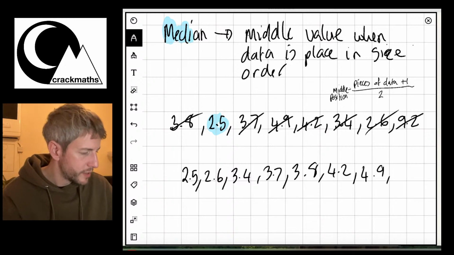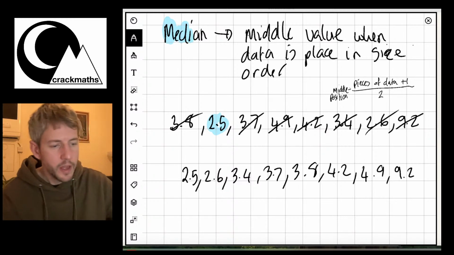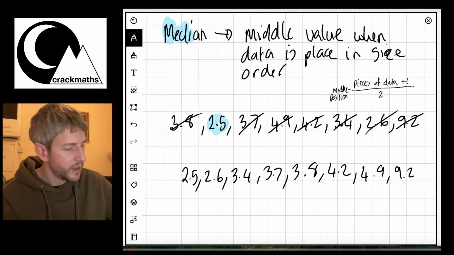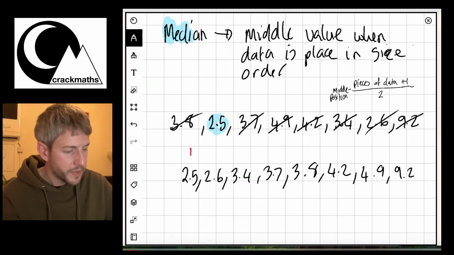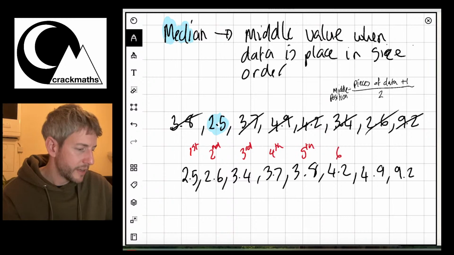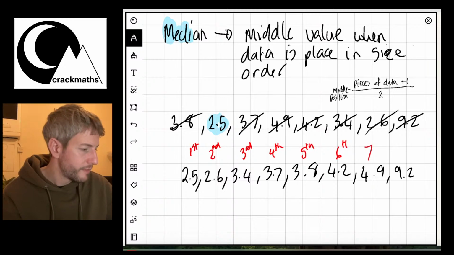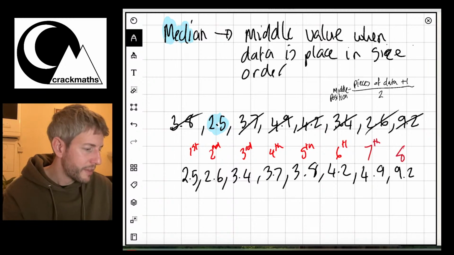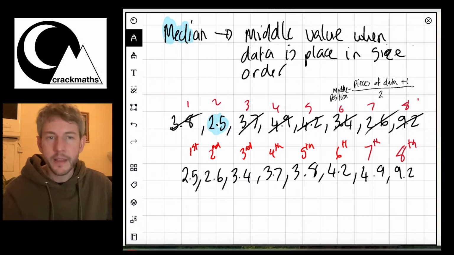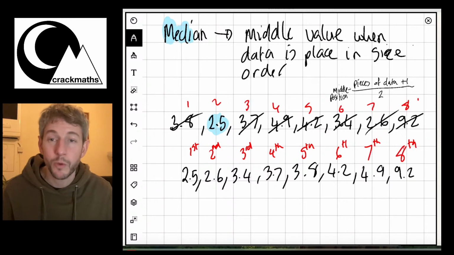and 9.2. Okay, now let me just count these to check that I've definitely got the same number that I started with. So this is my first piece, first, second, third, fourth, fifth, sixth, seventh, eighth, excellent. Yep, so I've still got all the data there, so that's wonderful.